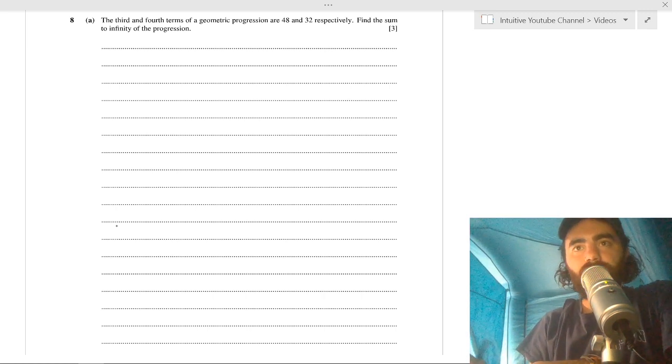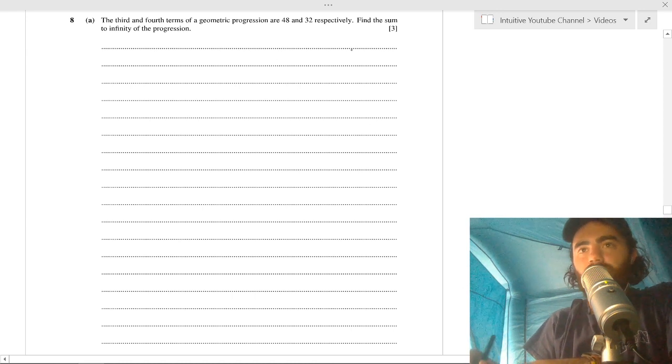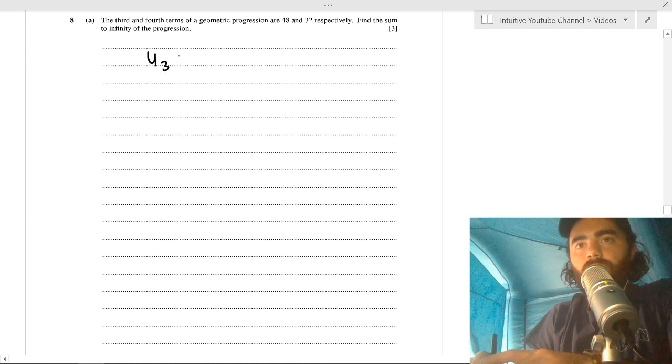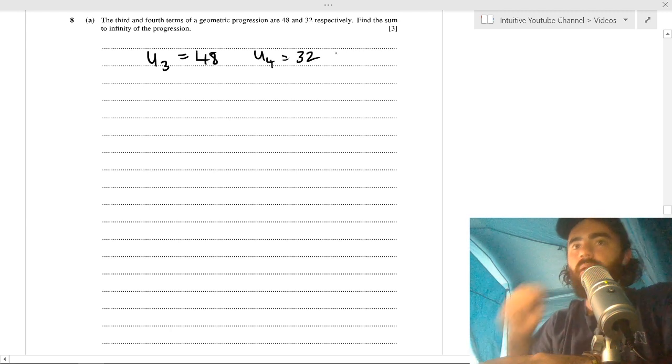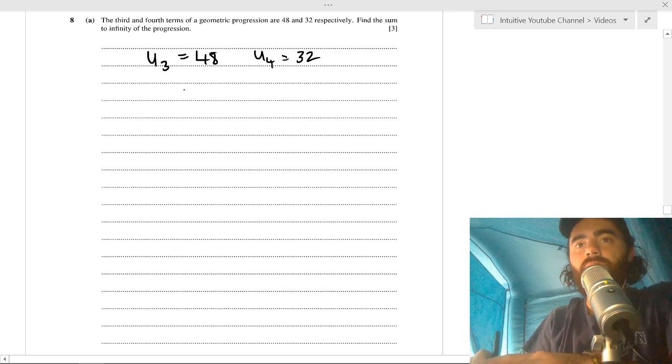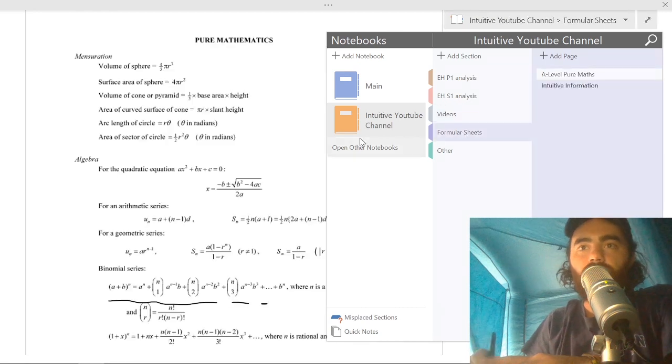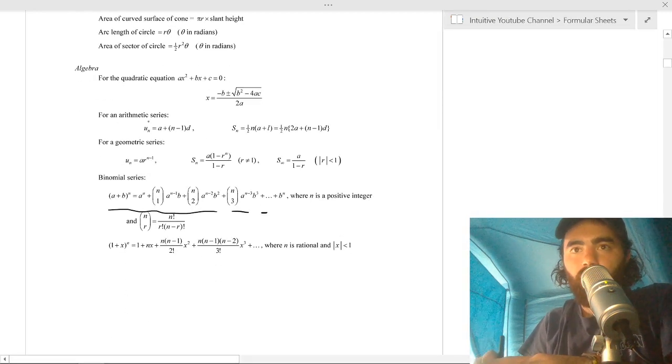The third and fourth term of a geometric progression are as follows. So we have u3 equals 48 and u4 equals 32. Find the sum to infinity of the progression. So we want to find this, and then we go over to our formula sheet and we look for a geometric.